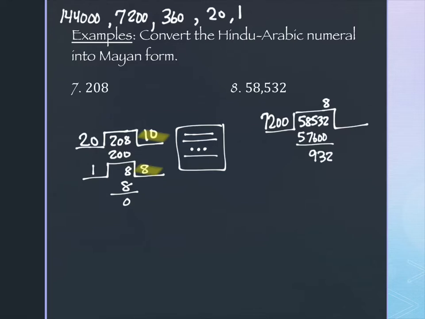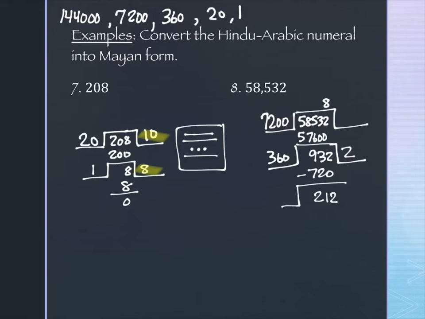And we want to keep going down. So from 7,200, we now go down to 360. So we'll divide by 360. And it looks like that goes in 2 times. So 2 times 360 would be 720. And 932 minus 720 gives me 212.